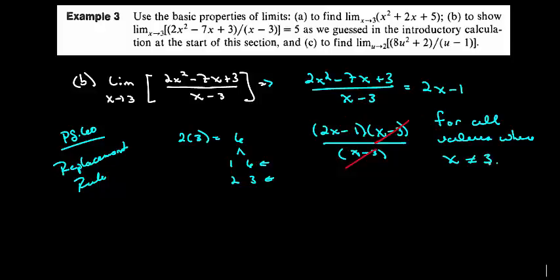So look, if x is equal to 3, let me show you these two are not equal to each other when x is 3. Watch. If I take 3 and plug it into the left side, I get 0 over 0. If I take 3 and plug it into the right side, I get 6 minus 1, which is 5. 0 over 0 is clearly not 5. So these two are not equal when x is 3. When x is any other number, doesn't matter what it is, then they are equal.